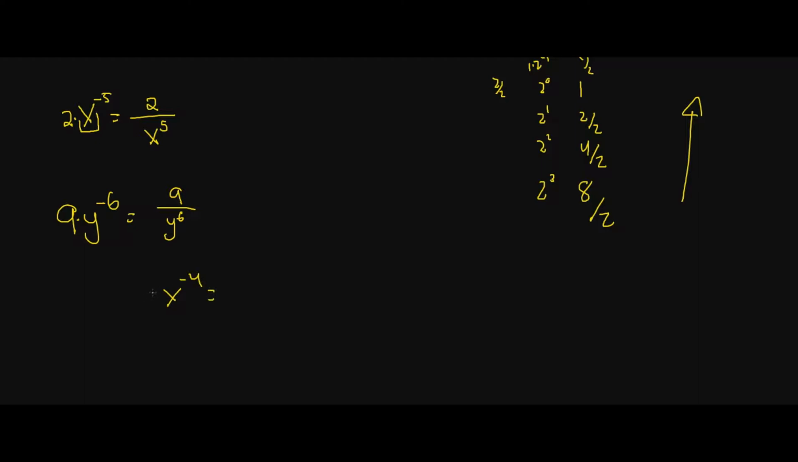Okay, well, there's an invisible 1 in the front, so you can put a 1. 1 divided by... negative means put the x on the denominator, raised to the 4th power. And that's all negative exponent means. And in calculus, we're going to basically do that all the time.